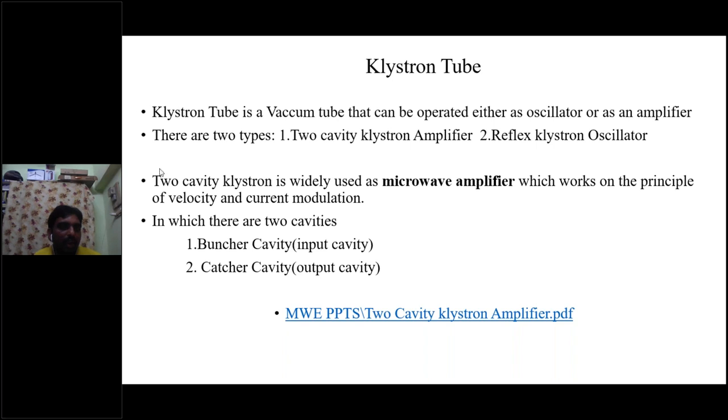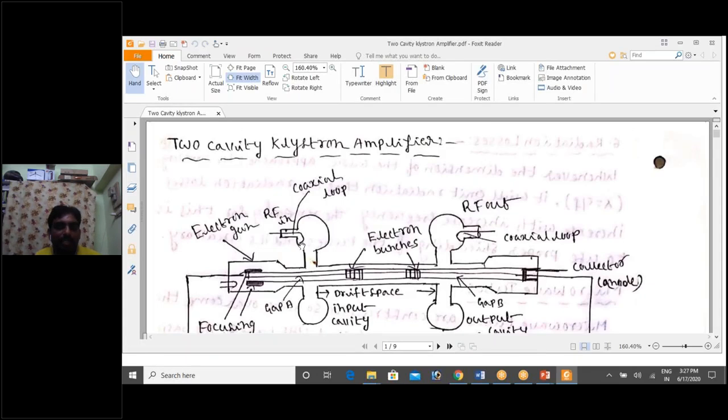For the two cavity klystron amplifier, we are going to operate the input cavity as a buncher, and the output cavity as a catcher. Bunch means we take a number of electrons collected from input side to output side. First we bunch, and then at the receiver side we are collecting. In this case we go to the actual concept we observed in our theoretical class, and this is the diagram I drew on the board.